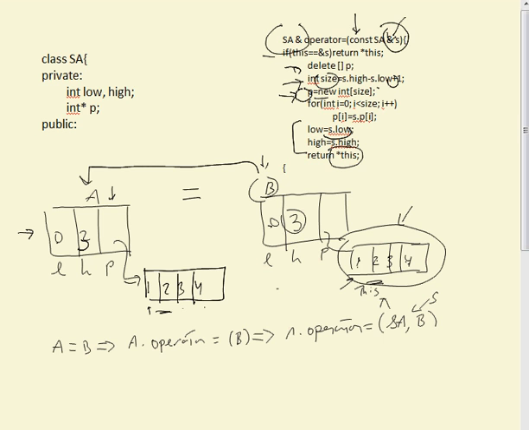Now why in the world would we want to do that? The answer is because we want to be able to do chaining, just like we saw in overloading the output operator, the left shift operator. If I want to say something like A is equal to B is equal to C, I can do that in C++. For a built-in type, I can say I is equal to J is equal to K. I want to do the same thing for my safe array.